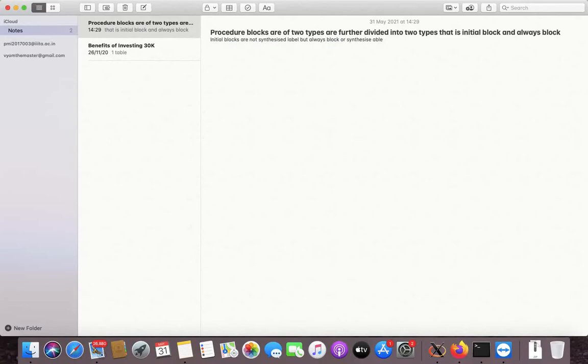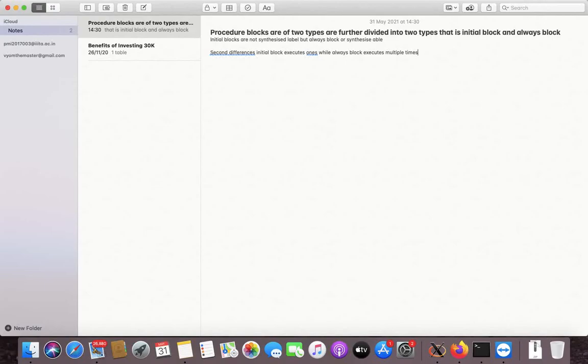Okay, so what is the second difference? The second difference is that initial blocks execute once, while always blocks execute multiple times. How do always blocks execute multiple times? Always blocks execute multiple times because they are sensitive to a sensitivity list.